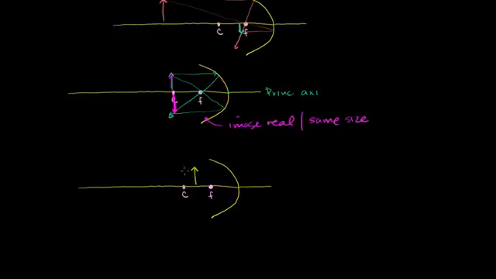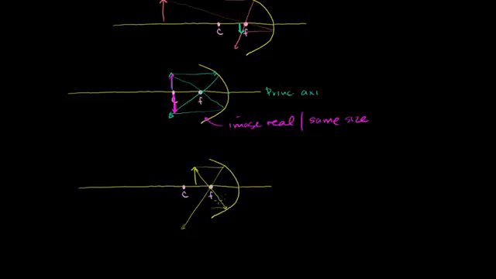If we put our object there, we could have a light ray that goes parallel to the principal axis, and then it will reflect out through the focus. And then you could have another ray that goes through the focus, and then it reflects out.